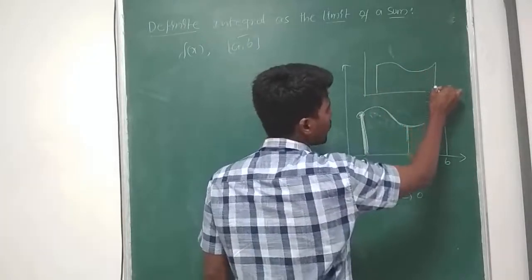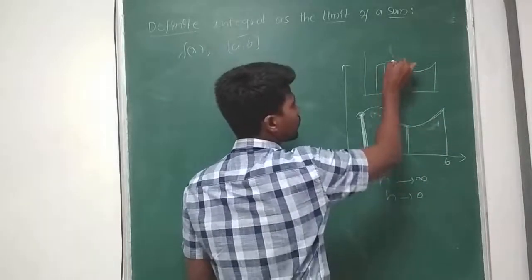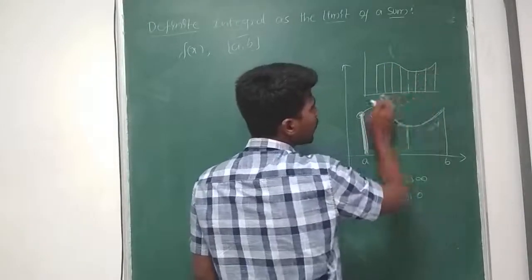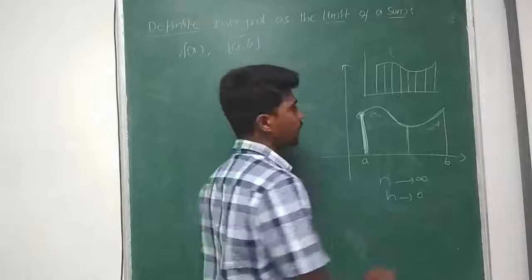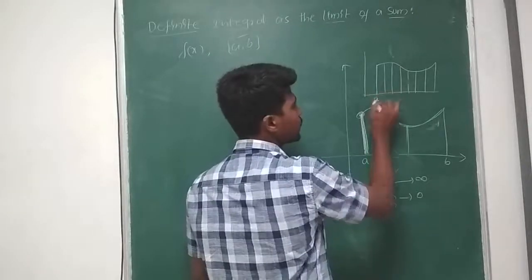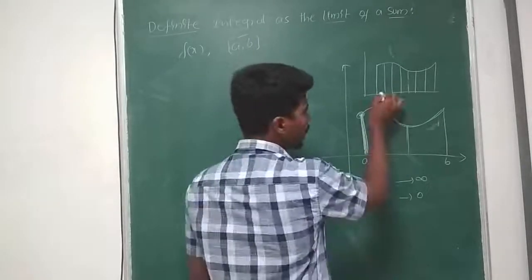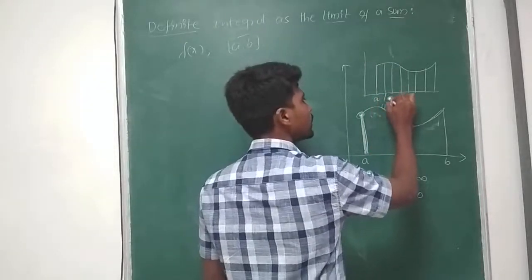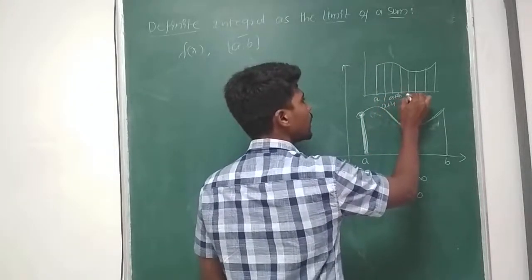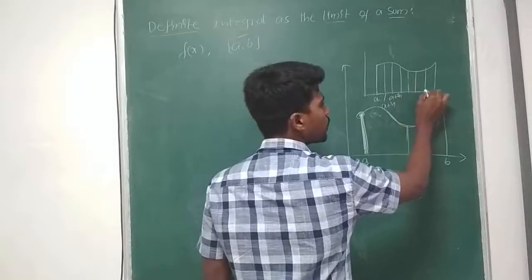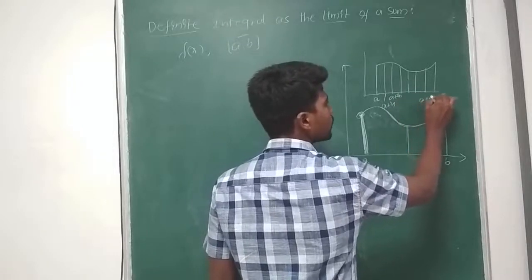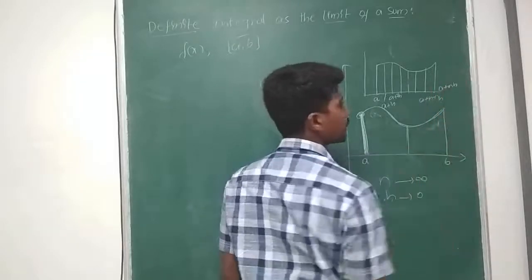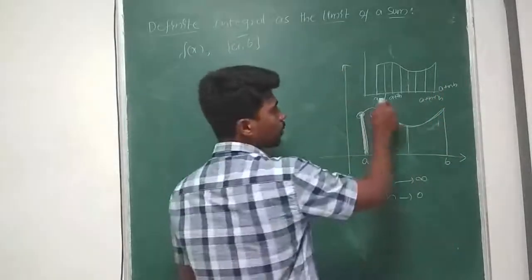I should be able to find out. So I took this as our divisions, with respect to x coordinates and y coordinates. If I consider this as the initial x coordinate and the width as h, the next one will be a plus h, then a plus 2h, a plus 3h and so on. This will be a plus n minus 1 into h, the last one a plus nh. So these are x coordinates.